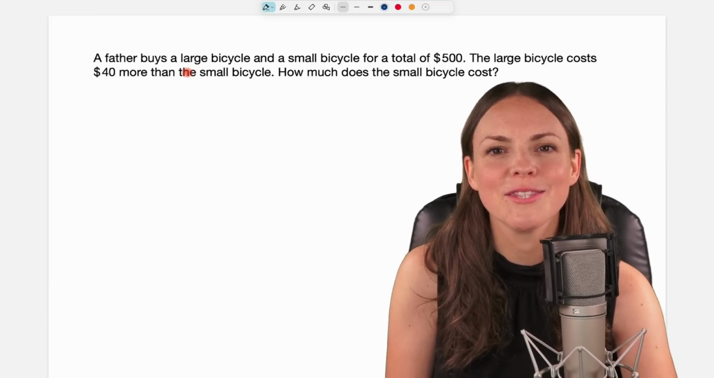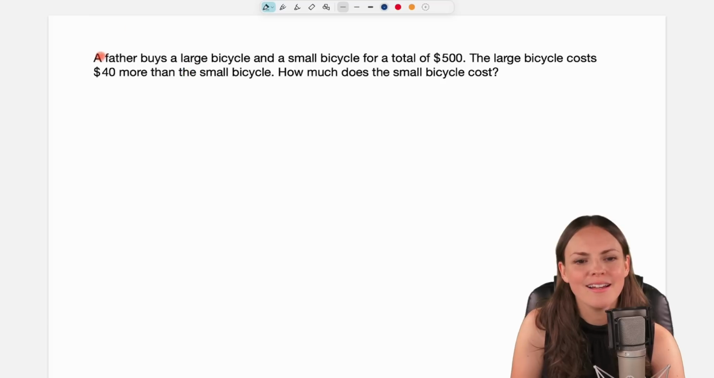Today I want to show you how to solve this problem that was part of a test in 3rd grade. A father buys a large bicycle and a small bicycle for a total of $500. The large bicycle costs $40 more than the small bicycle. How much does the small bicycle cost?